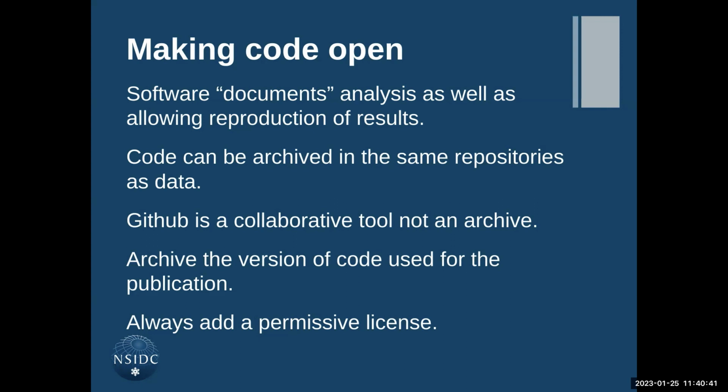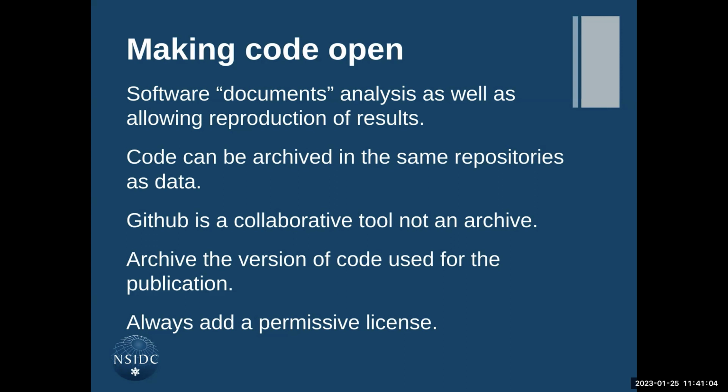That means that if someone wants to use your code and cite it, and they should cite it, then you get the credit for that code. There's a lot of talk about putting code on GitHub. It's great. I think we should be using it, but GitHub is a collaborative tool. It is not an archive.